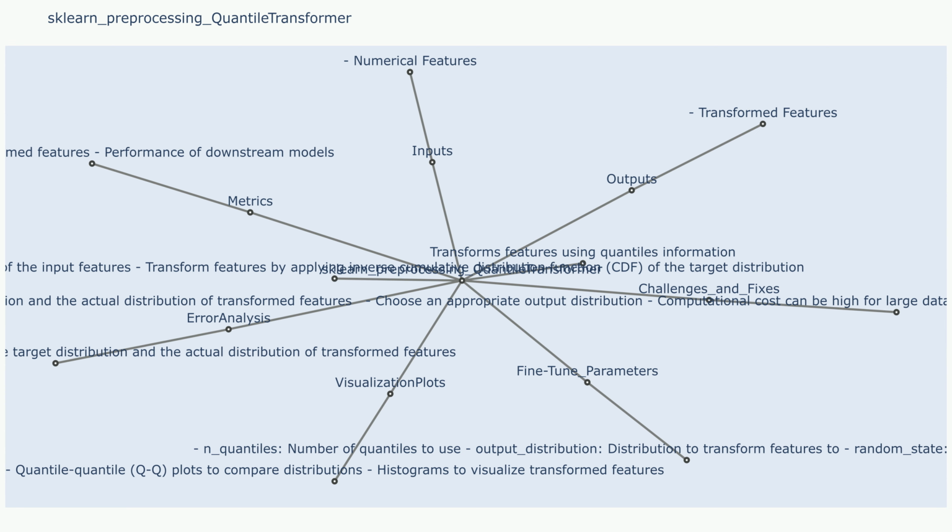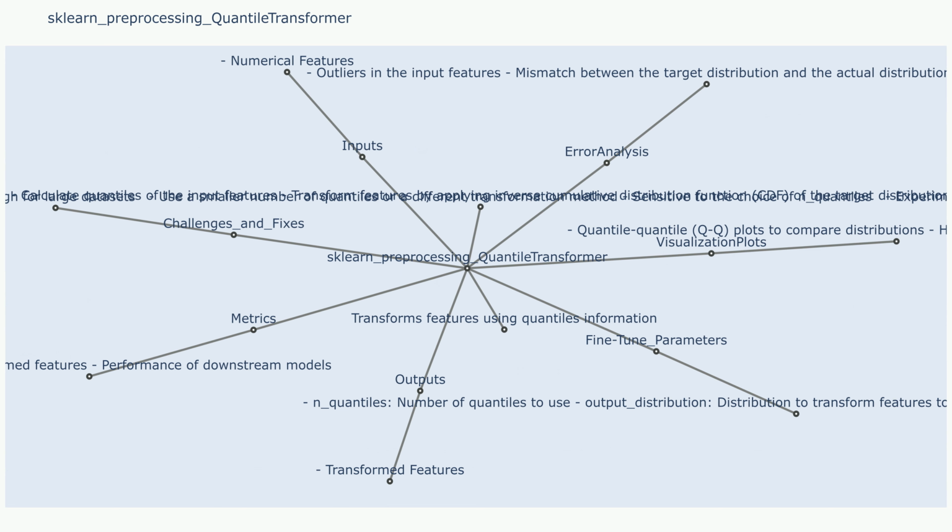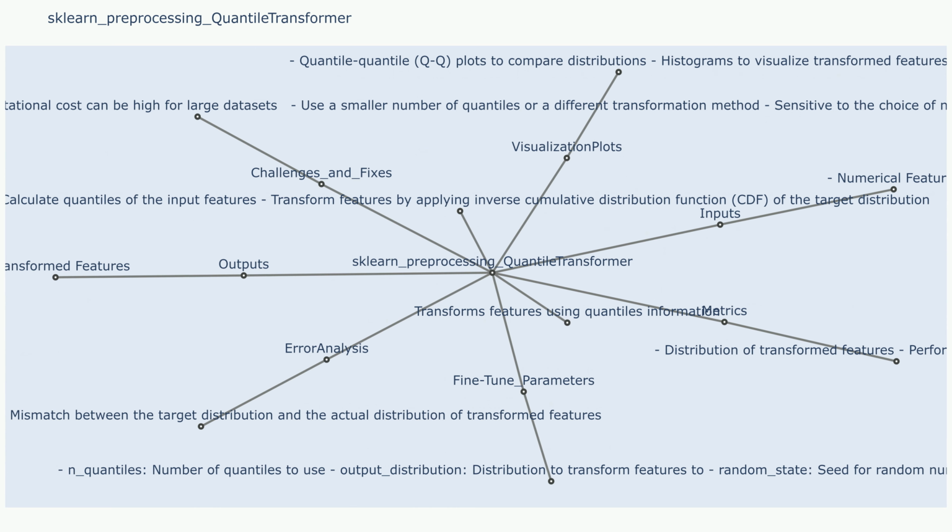Challenges and fixes. Challenge 1. Handling outliers. Outliers can have a significant impact on the quantile transformation, potentially distorting the target distribution. Sample use case that resulted in challenge 1: when dealing with a data set containing a few extreme values, the quantile transformation might shift the majority of the data towards the extremes, resulting in a distorted distribution.